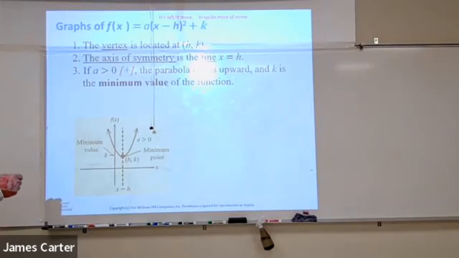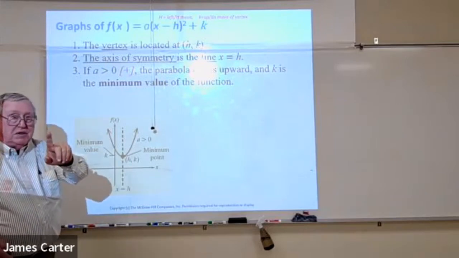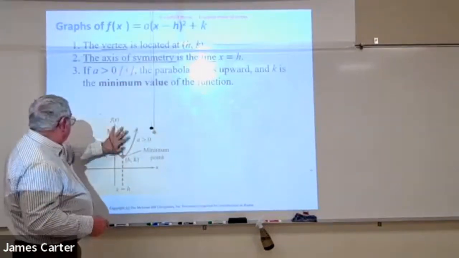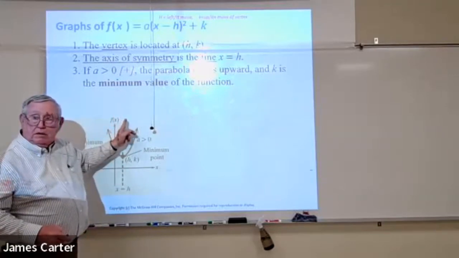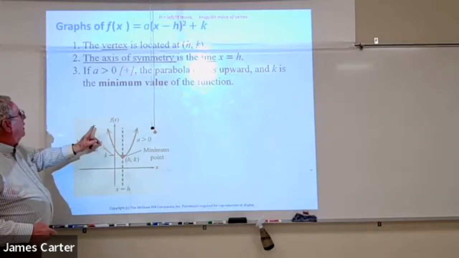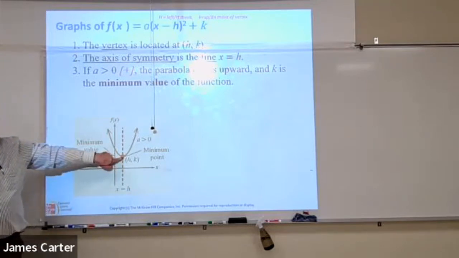And this is just telling you if a is positive, it opens upward. And get this, because there's a test question kind of like this one. Now, in this particular example, a had to be a positive number because this thing's going up. The cup holds water. Right? Now, because of that, this is the lowest point on the graph, right? What do we call the lowest point on a graph? The minimum. So that vertex is a minimum.